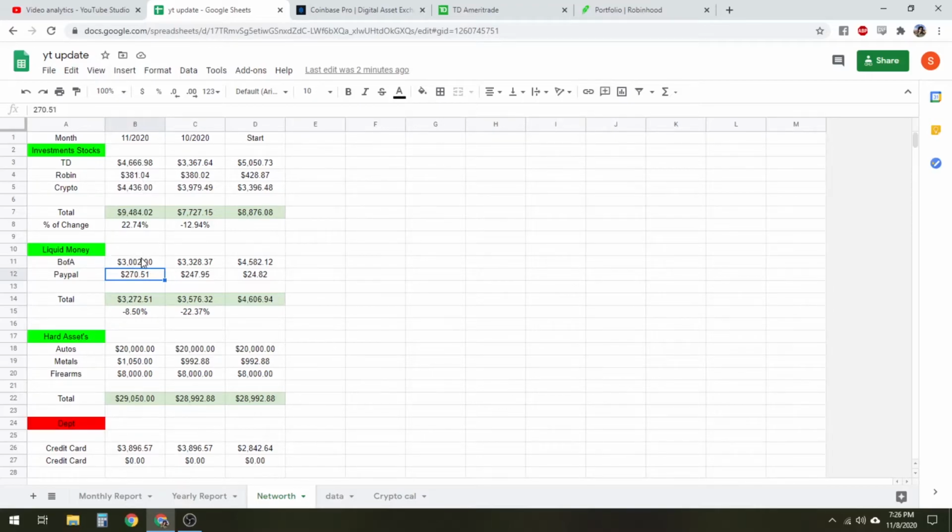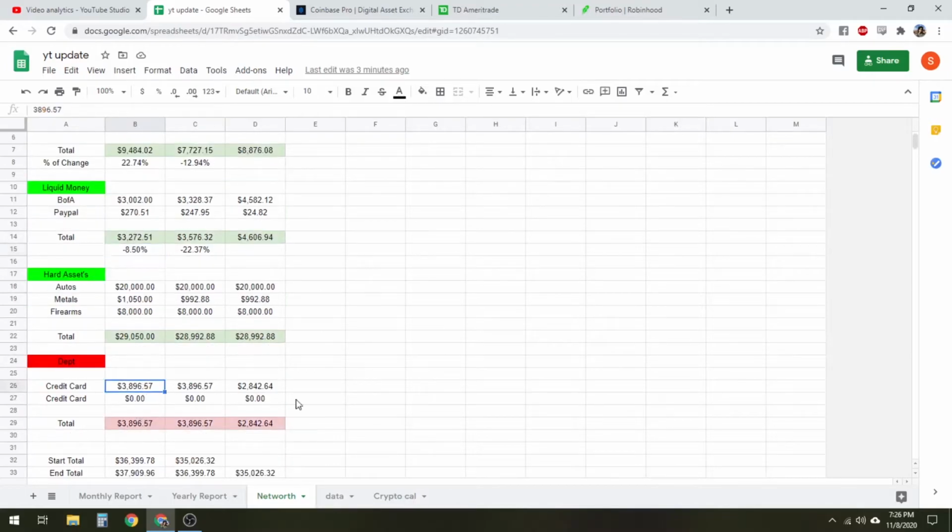So these numbers can change quite a bit throughout the month, but at the end of every month, I'm going to get a capture of where all my accounts are, and then we see what's the growth or no growth. And right now, my liquid money is down 8.5%, and I'd rather raise everything up equally while I lower this right here.